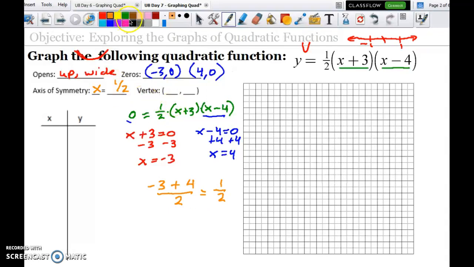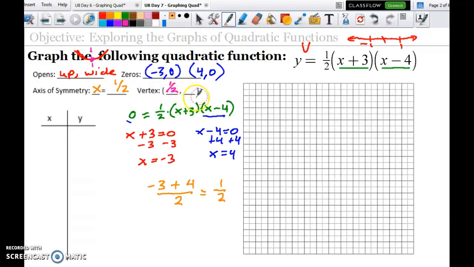And now to find the vertex. The vertex is going to be the highest or lowest point in a parabola. For this one, since I'm going to open up and be wide, the vertex is going to be right at the bottom here. If I get my pen to work, it's going to be right there. That's what I'm looking for, that vertex point. Now my axis of symmetry goes right through that vertex, so I'm going to use the x value from the axis of symmetry to find my vertex.